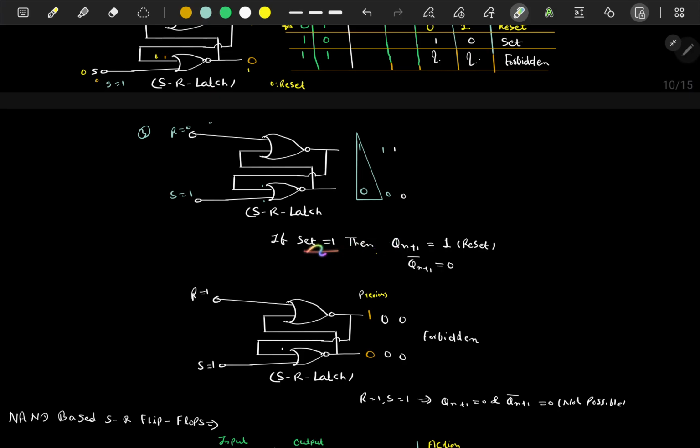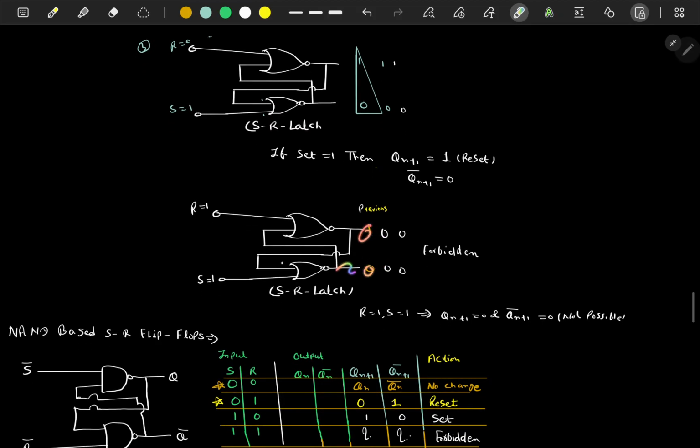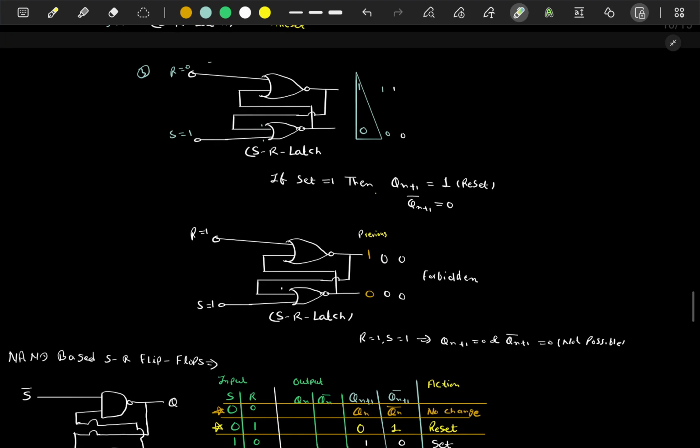Okay, so set is 1, then Qn plus 1 equal to 1, reset, and Qn plus 1 bar equal to 0. And this was the condition I discussed. If both are 1, it's a forbidden condition and it is not possible. And if 1 and 0 is here, then you will again repeat the same process.